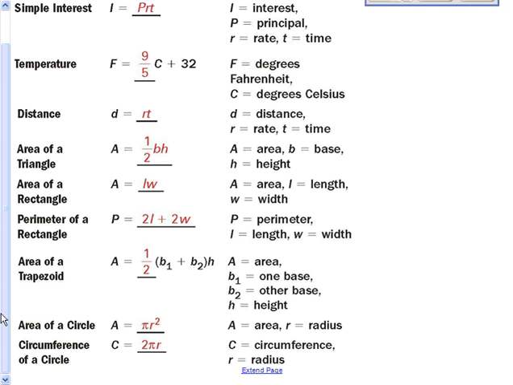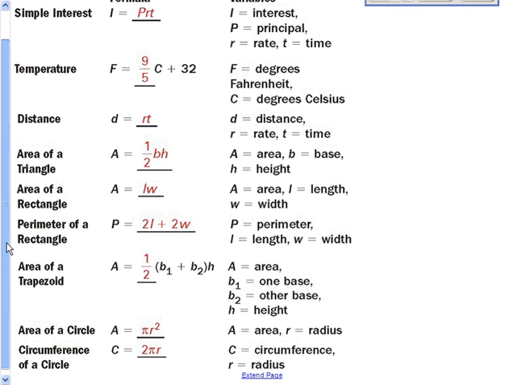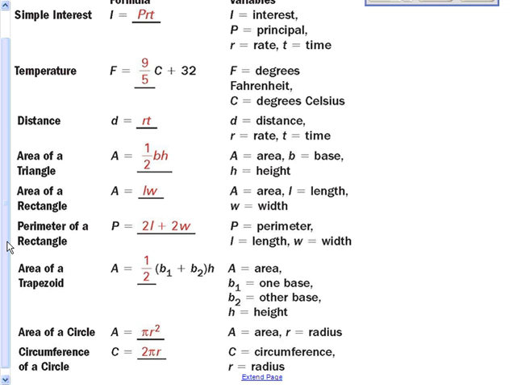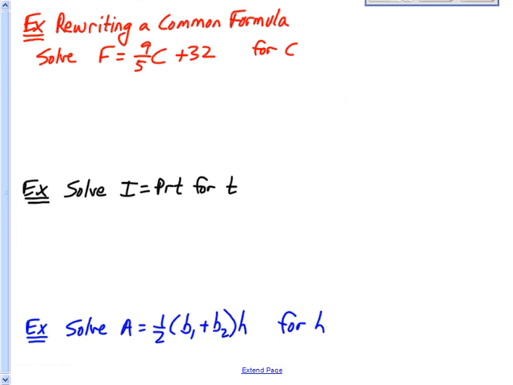And finally, the circumference of a circle, the length around that circle, if you will. Circumference equals 2 pi r. Okay, so make sure you have each of those formulas there as reference. Now we're going to look at those formulas. We're going to rewrite them in terms of a different variable.